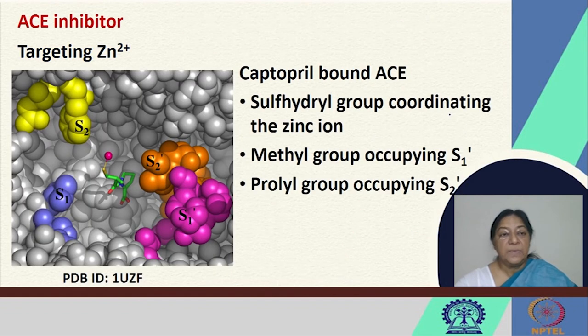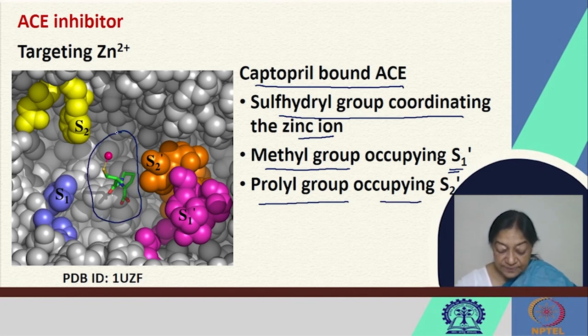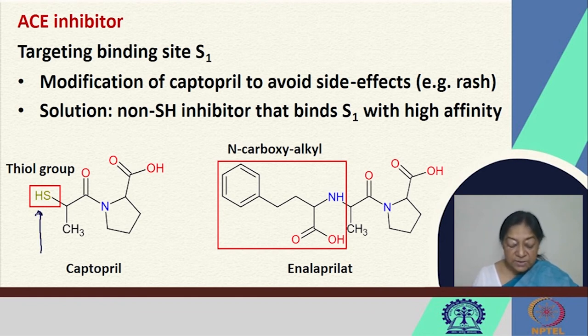targeting the zinc. So if we look at captopril bound ACE in this structure, the sulfhydryl group coordinates the zinc ion. There is a methyl group that occupies the S1 prime site and a prolyl group that occupies the S2 prime site. So this is where it acts, the specific active site of this ACE bound to captopril. However, there were modifications of captopril required for avoiding some side effects, for example, like rashes. So this indicated that there would have to be a development at a region other than the zinc binding site where the S1 site could also be targeted.